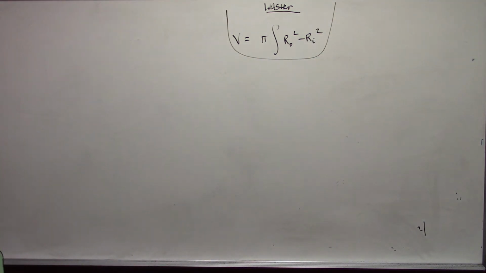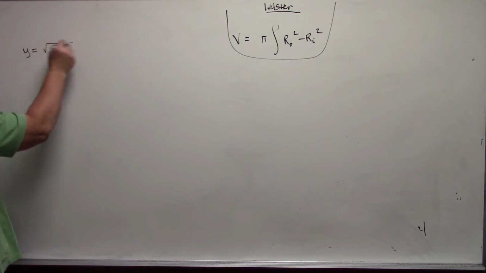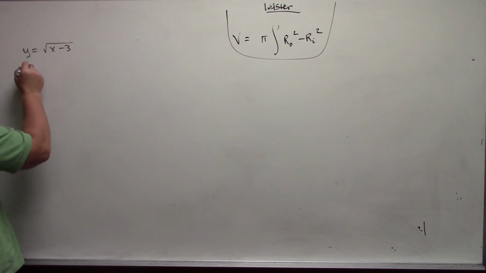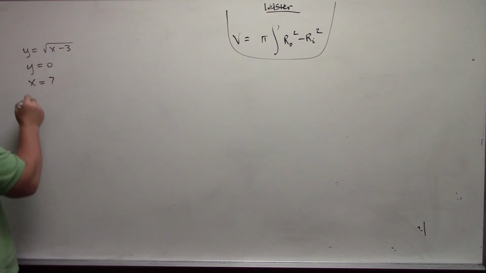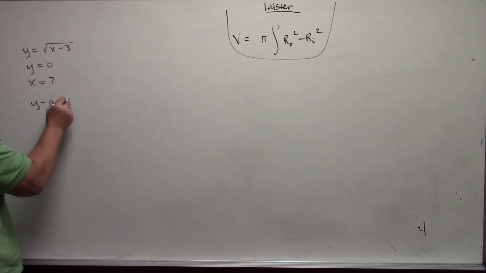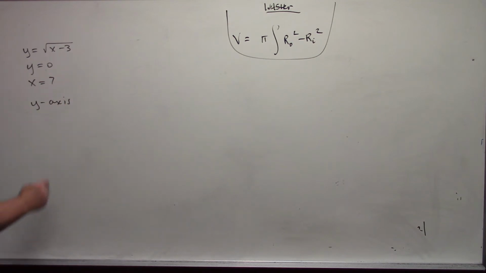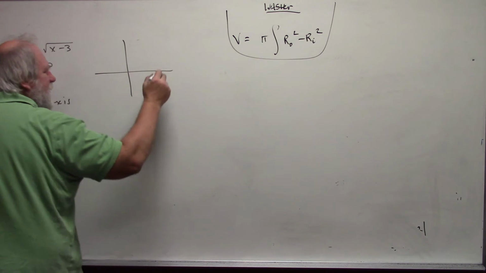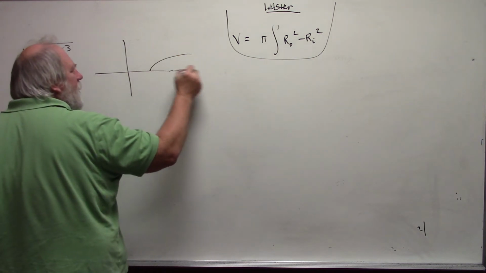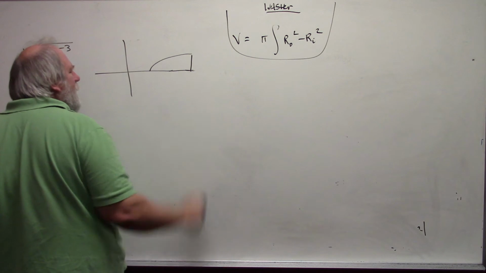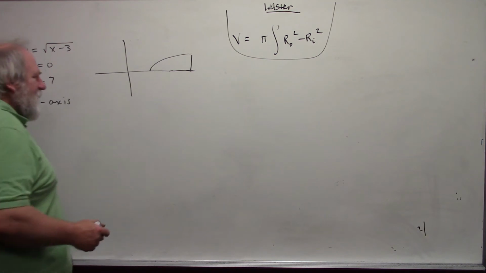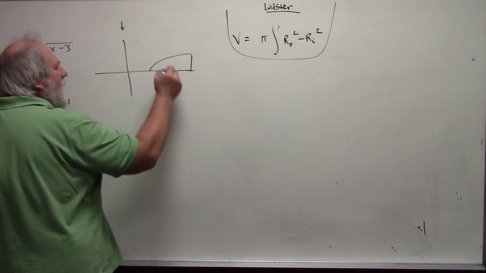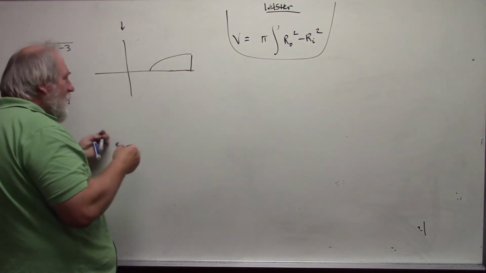Suppose I have y equals the square root of x minus 3, y equals 0, x equals 7, and now about the y-axis. This is the same area that we saw in the first example last time, except now, rather than rotating this about the x-axis, which gave me discs, I'm going to rotate this about the y-axis.